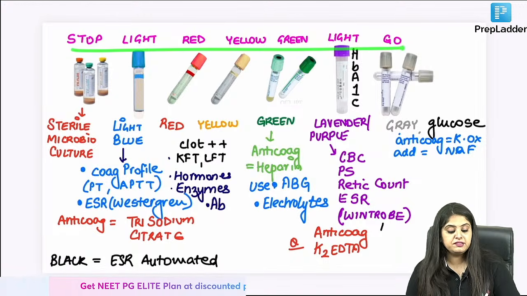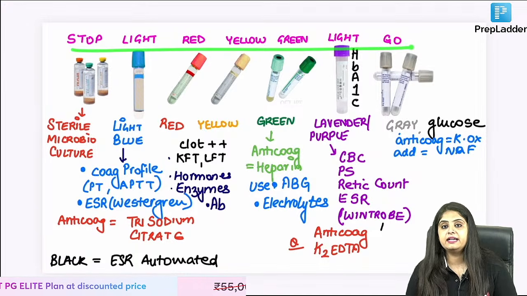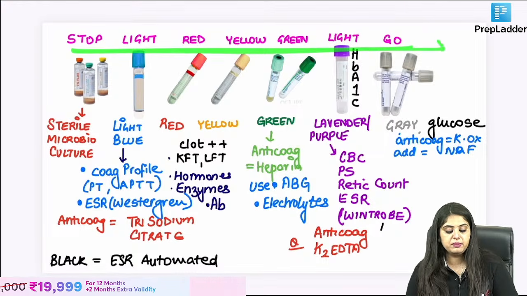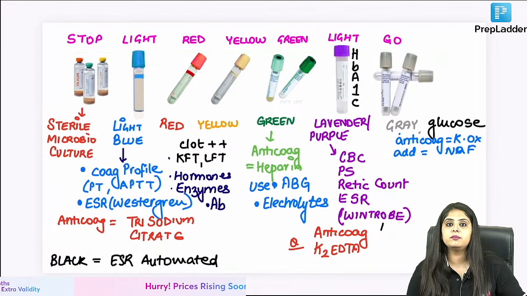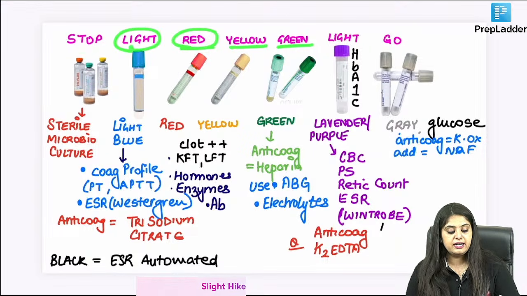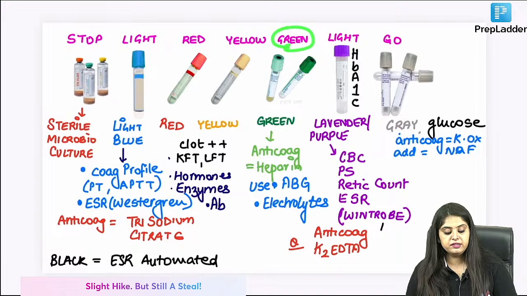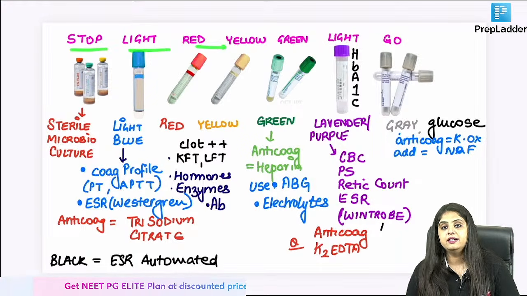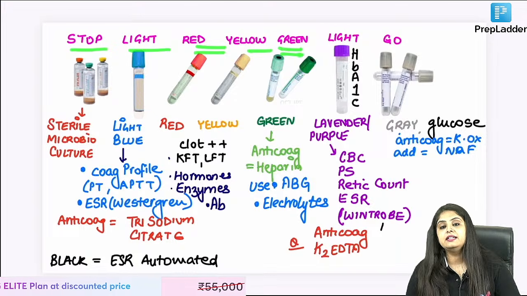We have a sequence that is known as stop light red, red, yellow, green, green light go. What does this mean? Whenever you have to put blood in the vacutainer, I have arranged them in the same order. What does the red light say? Red light says stop. What does the green light say? It says go. So we will learn it as stop light red, red, yellow, green, and green light go.